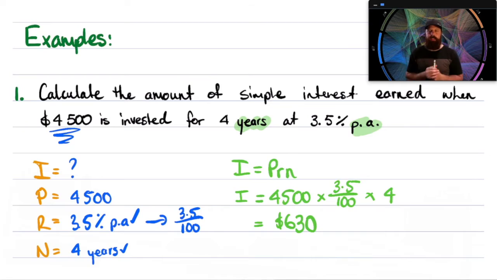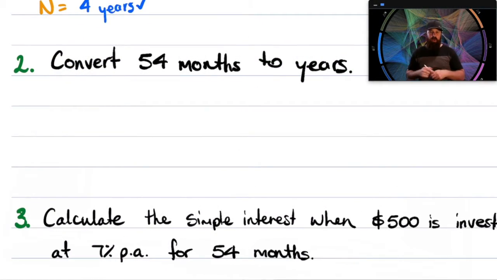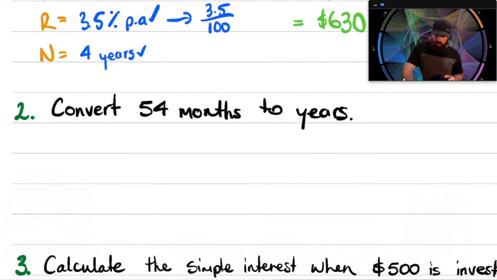Okay, let's look at example 2. Example 2 says convert 54 months to years. Now, you might be thinking, well, it's just a time problem. Why is that important? Well, remember, it's important because what we want is our R and our N to be in the same time periods. So sometimes that will mean us having to change months to years, years to months. So let's go through and do that.